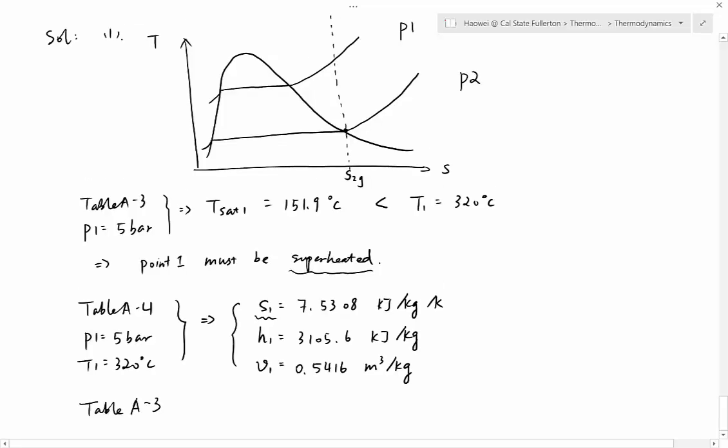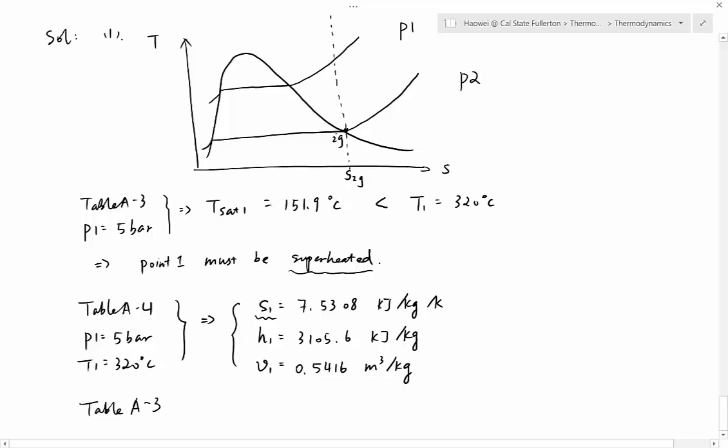Okay, so next we're looking for S2G. How do we look for S2G? We need to first find out what's the phase of point 2G. Obviously, the phase of point 2G is this point. This point is point 2G. Okay, let's give this point a name. The phase is saturated vapor.